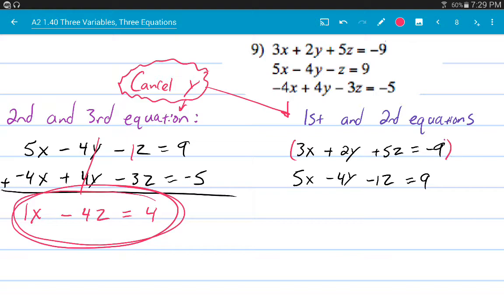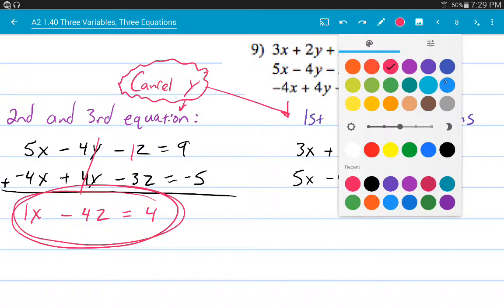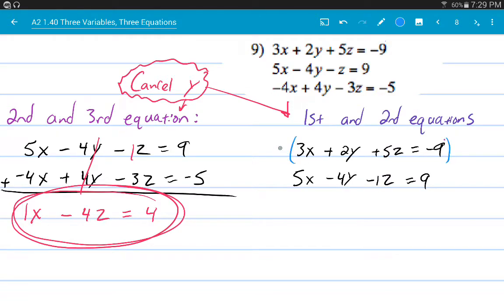If I multiplied this whole equation by 2, then it would become a 4. So I'm going to do that. I'm going to multiply by 2. I'll change up my color. I distribute in. 2 times 3x is 6x. 2 times 2y is a positive 4y. Yeah, look at that. Nice. Lines up. 2 times 5z is 10z. And 2 times negative 9 is going to be equal to negative 18.